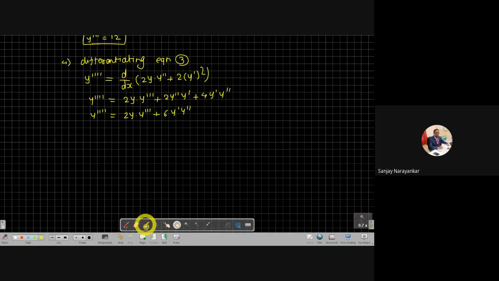Now let us substitute all the values. What we are having? X is equal to 0, y is equal to 1, y dash is equal to 1, y double dash, if I'm not wrong, 5, y triple dash is equal to 12. So substitute all these values here. So you'll get fourth term, 54. 54, right? We got a 54.